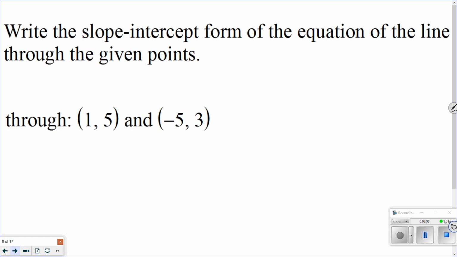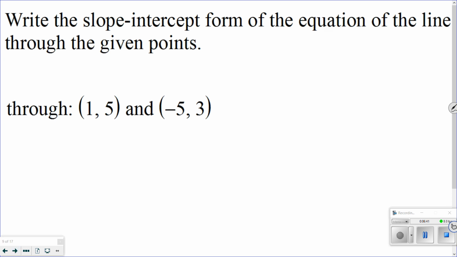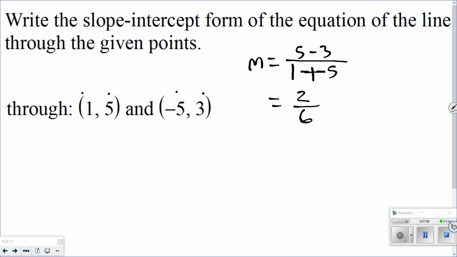I want you guys to try one, so pause the video, work through this problem, and you're just finding the equation of the line again, and then unpause it, and I'll go through it with you. So start by finding the slope. So again, go y minus y, so I'm going to go 5 minus 3, so I took that minus that. So now I go x minus x, so that minus that. So 5 minus 3 is 2, changes to a plus, so it's 6. So my slope comes out to be a third.